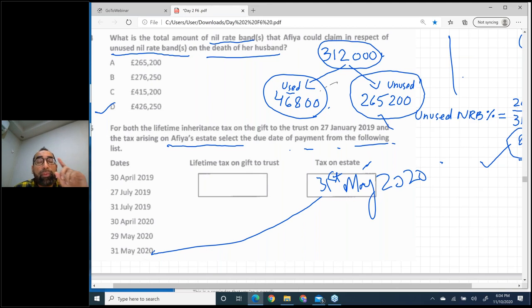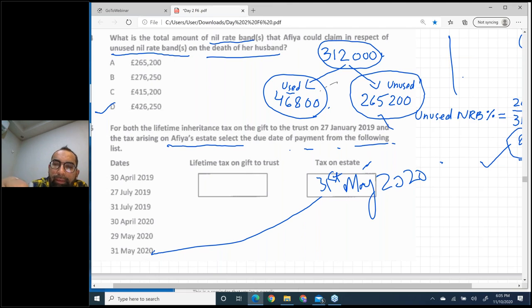Now there is one tax which is paid when you are alive, and that is lifetime IHT on CLT. That is a little bit technical, and it's lengthy. In that case you have to go for two dates. You have to mark two dates and opt for the later date.